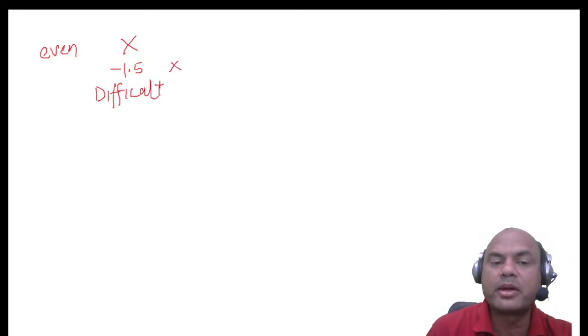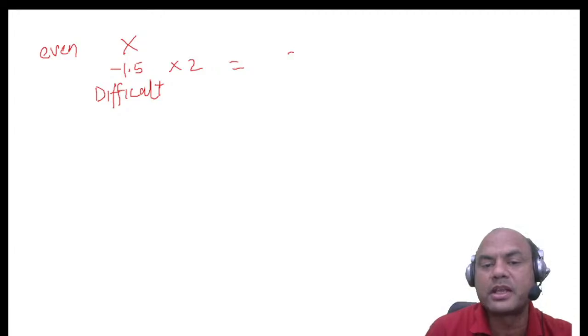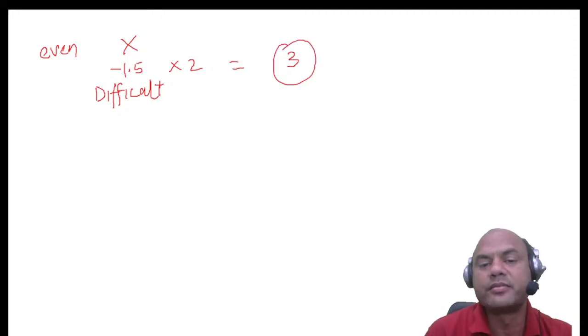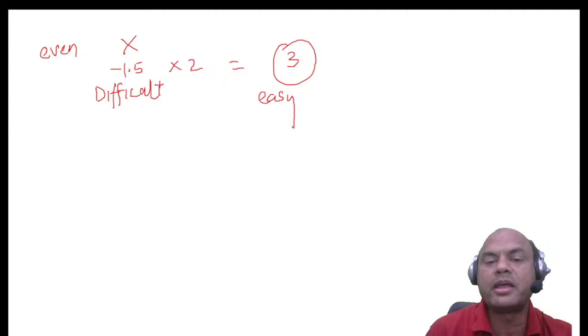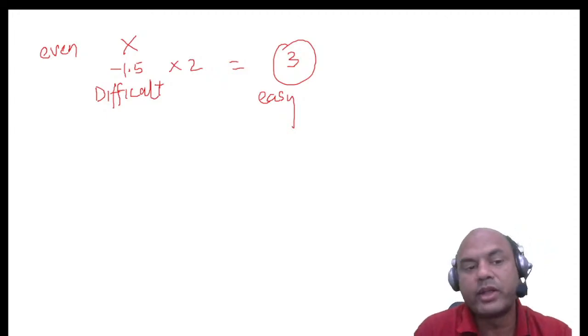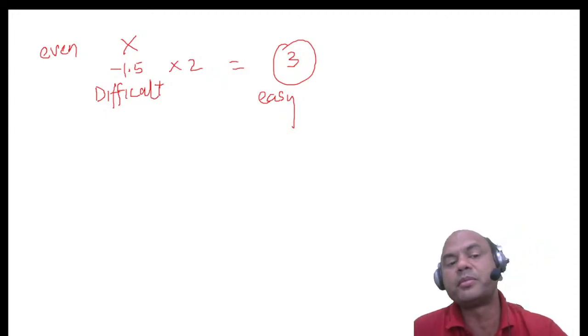So if I multiply by 2, then what happens? 1.5 becomes 3. So now this is easy. And that's why we multiply this x by 2. Whenever we have an even number of elements, we multiply this x by 2.